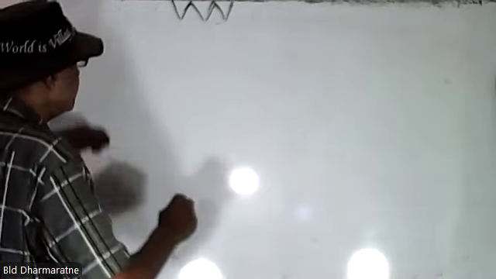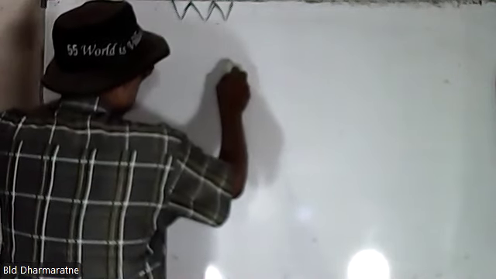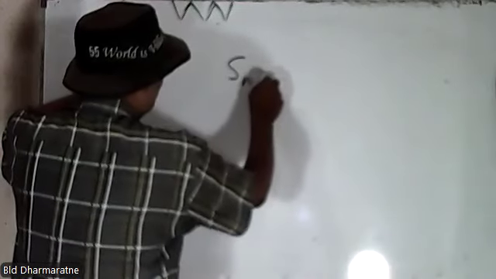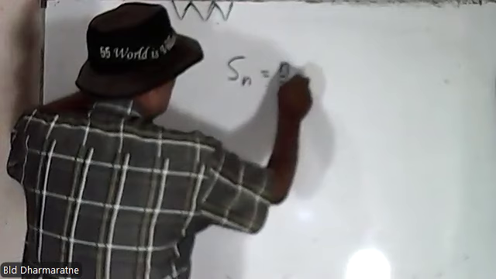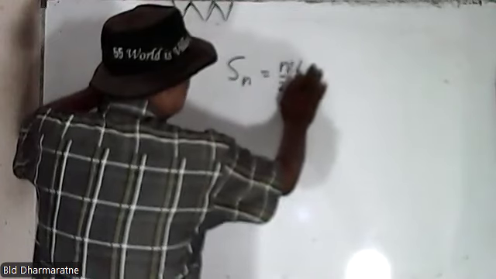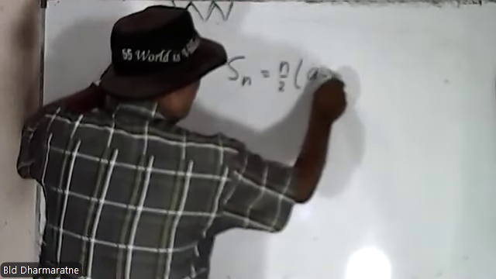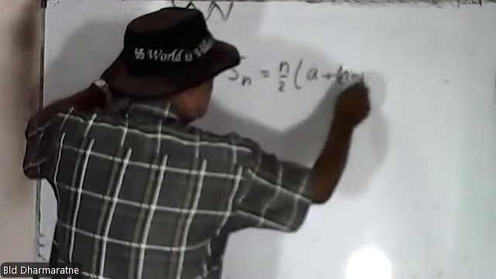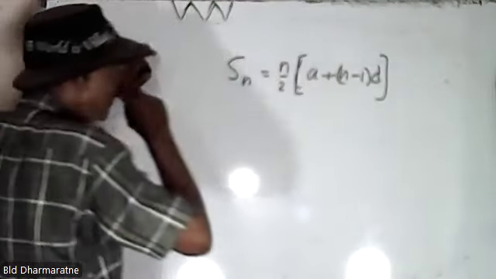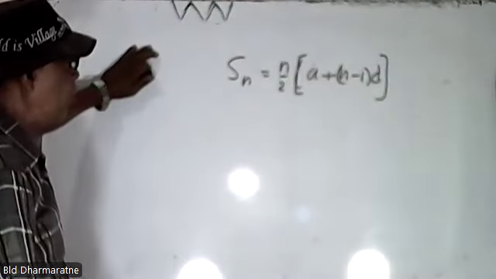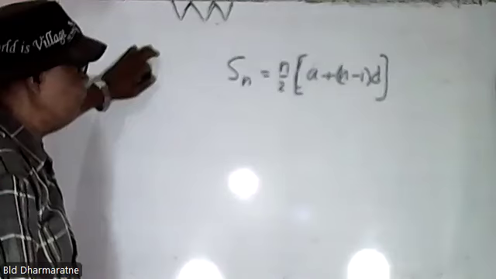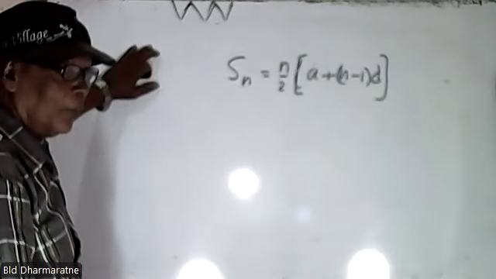Now, this is a given formula for the sum of an arithmetic progression: Sn equals n over 2 times (2a plus (n minus 1)b). Right? Is this true or false? How to detect it? Very easily we can do it using mathematical induction.